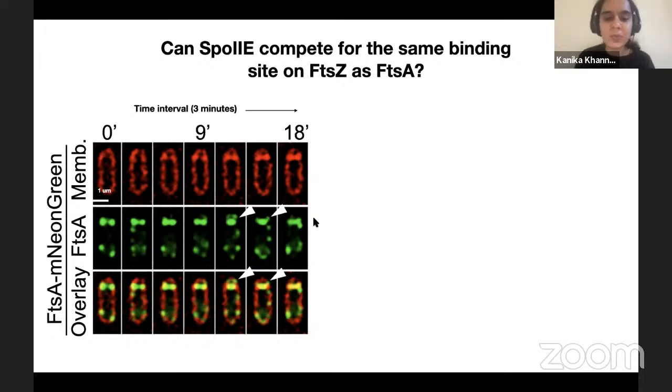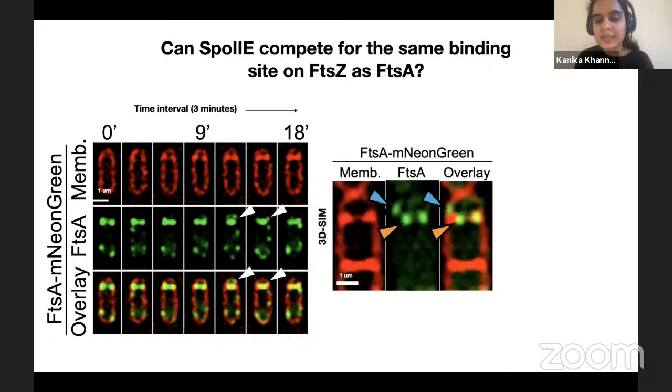And then we wanted to do some more high resolution imaging. So we also did some 3D SIM experiments. And here you can see much more clearly that the green, which corresponds to FtsA, and again, the membranes are stained in red, there are two foci. One of the foci constricts with the membrane, which is presumably on the mother cell side of the invaginating septum. And there are these foci of FtsA which stay behind at the intersection of the lateral cell wall and the septal cell wall.